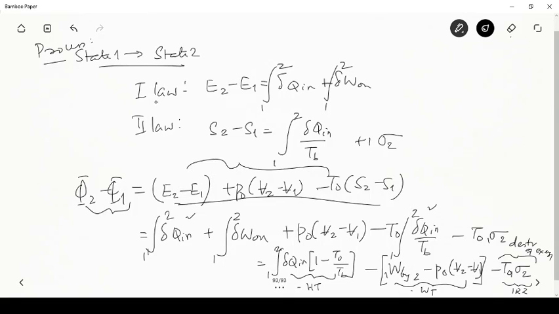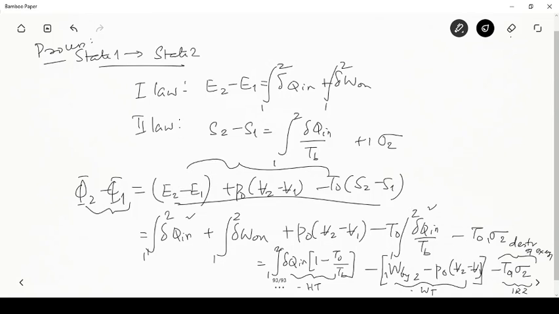So this is the way you interpret and understand the change in exergy due to heat transfer, work transfer, and irreversibility. Now, the last part of our discussion on exergy will basically be on flow exergy.